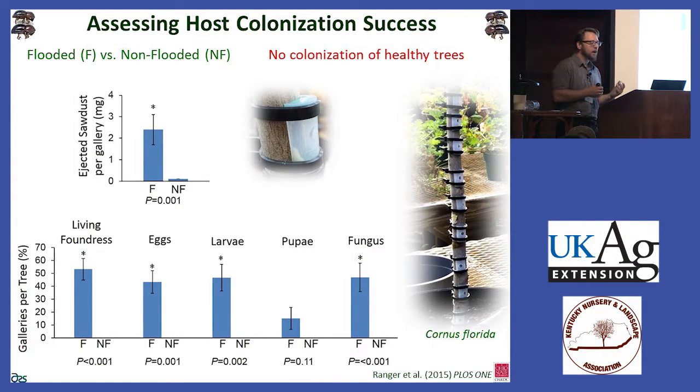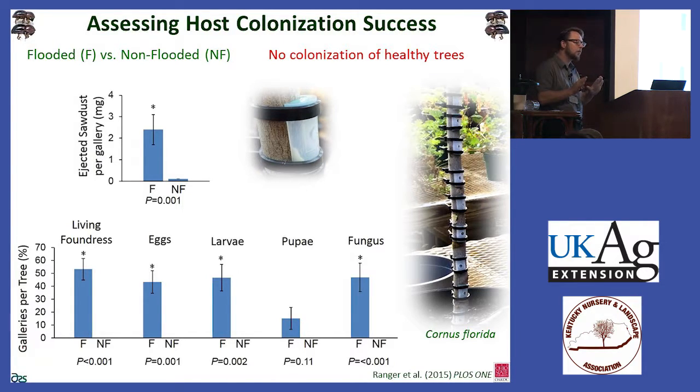So we then followed that up by caging beetles using what would be referred to as a no-choice test. We took small cages and forced beetles to be exposed to either flooded or non-flooded trees. We then measured the amount of sawdust collected within those chambers, and there was significantly more sawdust in the flooded tree versus the non-flooded. And we found eggs, larvae, pupae, and the symbiotic fungus were only found in the flooded trees and not the non-flooded trees.